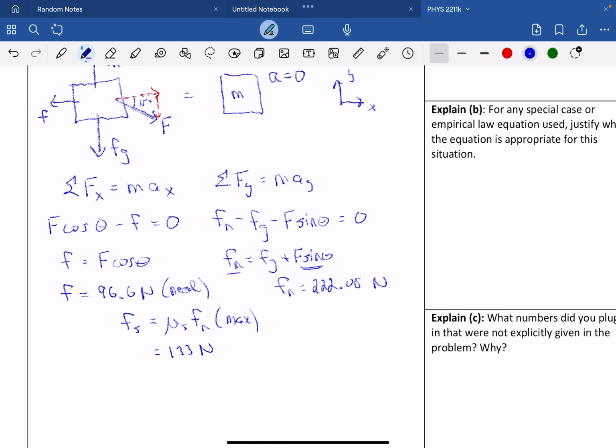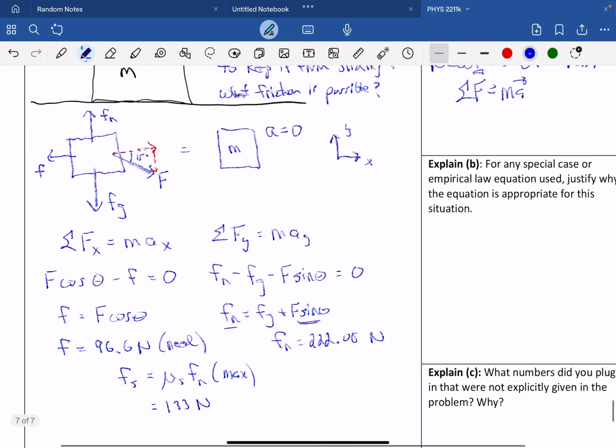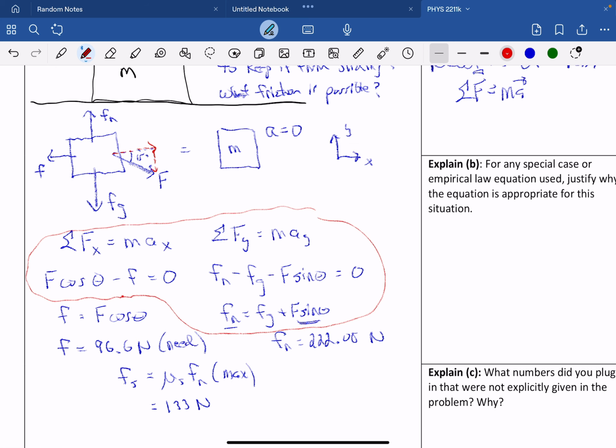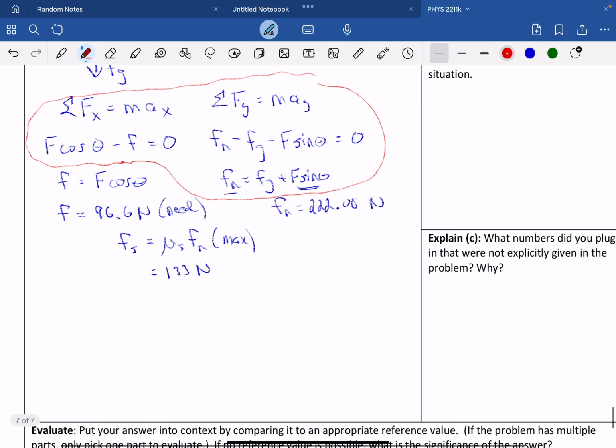What I'll have to do instead is go back to basically these equations, because the picture hasn't changed. So if I look at these equations, let's see what we can do with that.